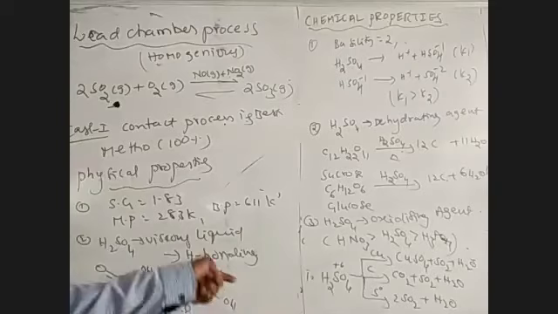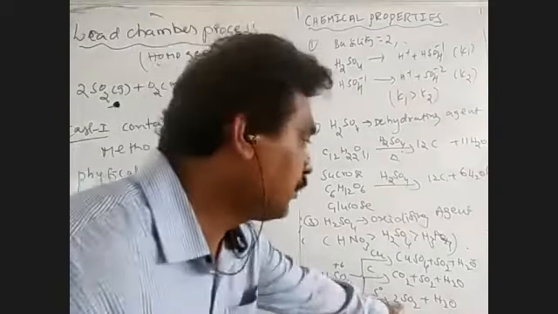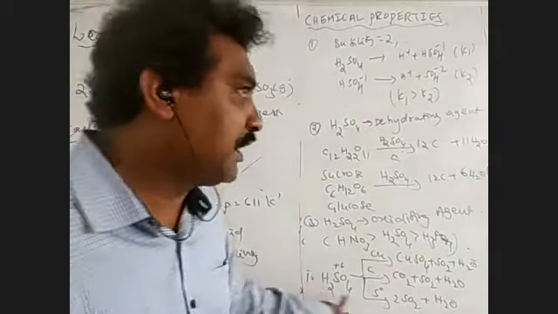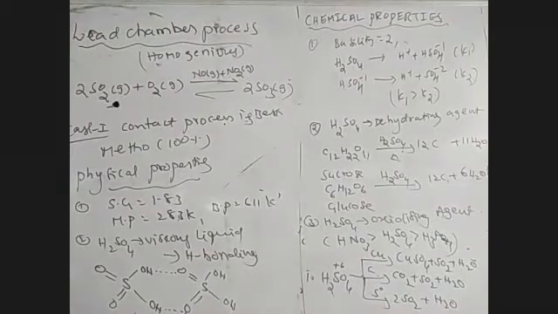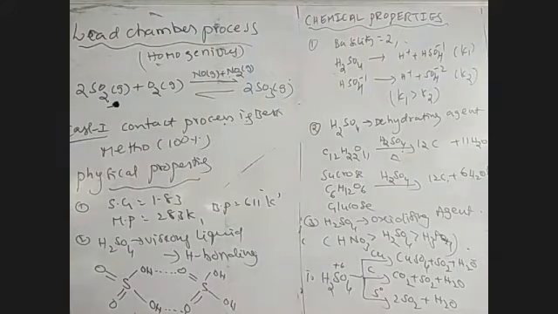When H2SO4 reacts with sulfur, SO2 can be produced. When H2SO4 reacts with SO2, sulfur can be precipitated. Okay, no doubt. These are the chemical properties of sulfuric acid.